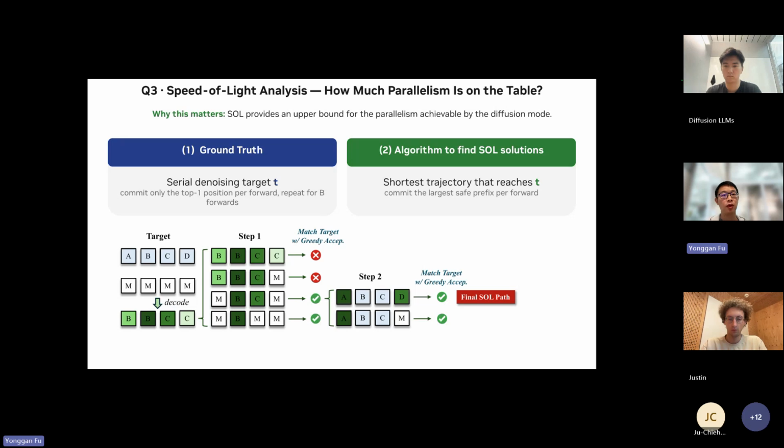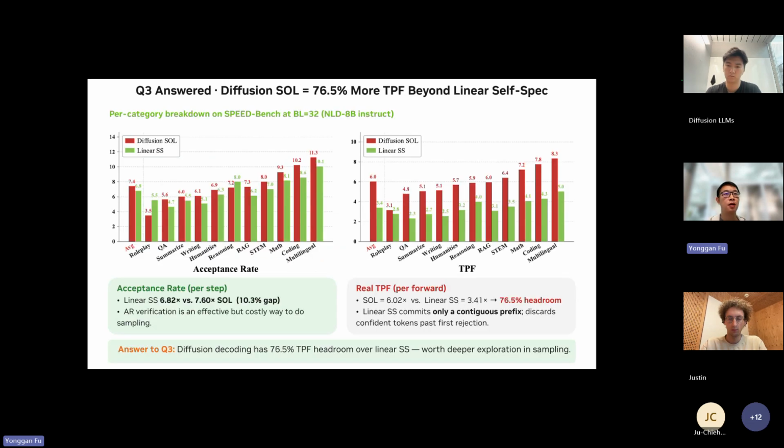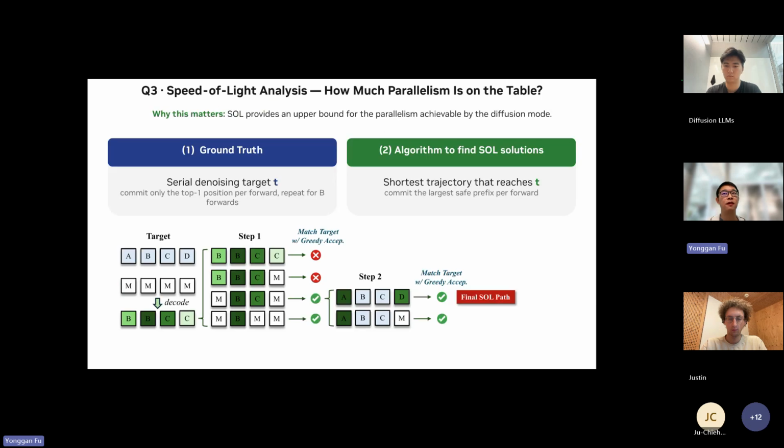So this is the way we define the SOL, meaning the maximal parallelism that can be achieved while you can still ensure exactly recovering the original ground truth. And you can see that to identify the SOL solution, we actually need the ground truth here as a reference, meaning this one is not practically achievable yet. This can only serve as an upper bound.